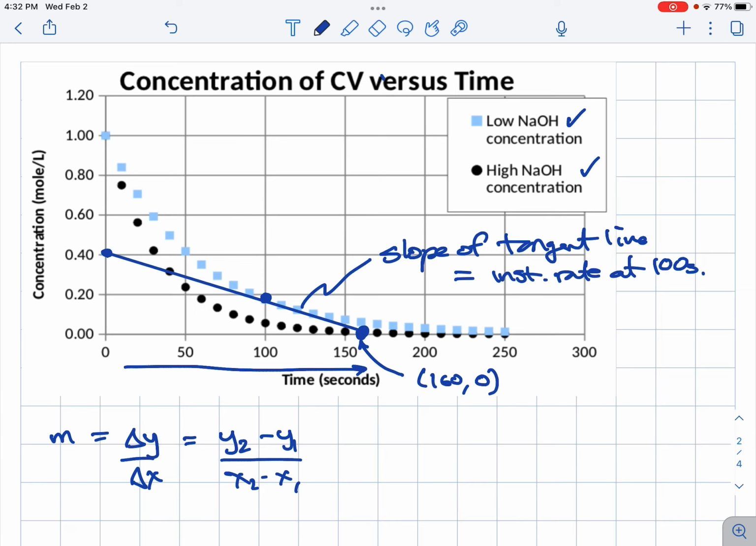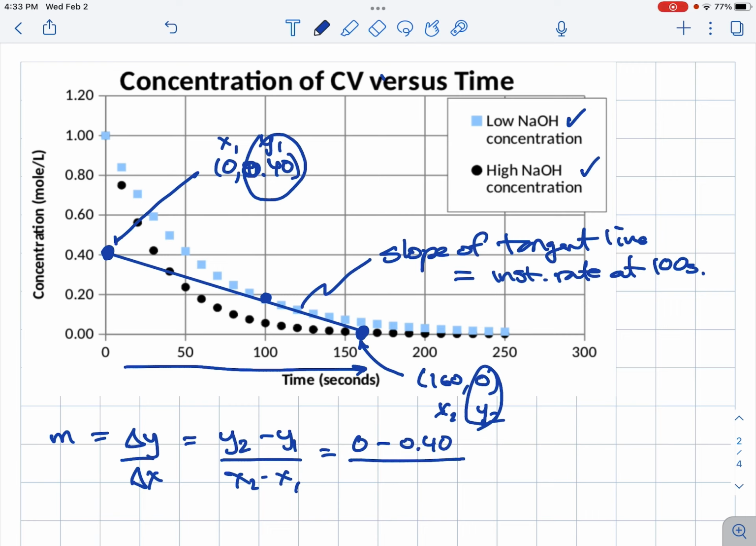But I'm going to pick another point, where I went left and right 0, and I went up 0.40. So those are my 2 points. I'm going to call the first ordered pair x1, y1, and the second ordered pair x2, y2. Now I just plug everything in. So y2 is 0 minus y1, 0.40, and then x2, 160, minus x1, which is 0.